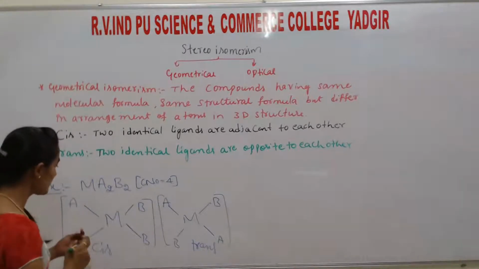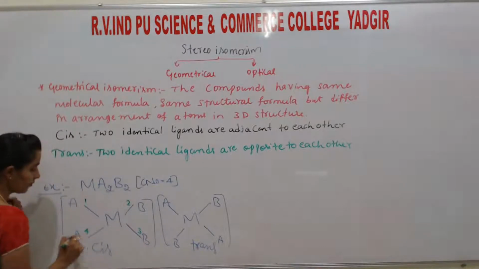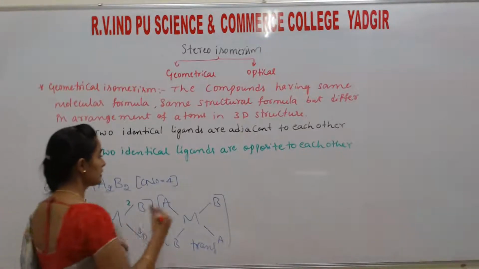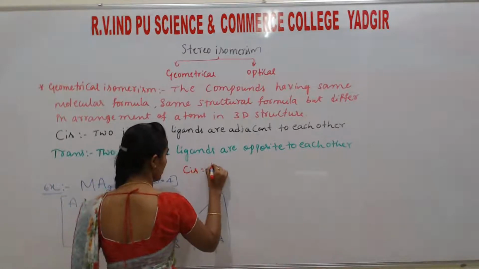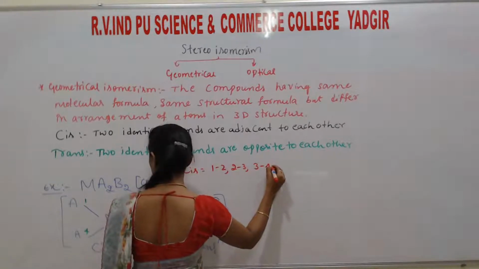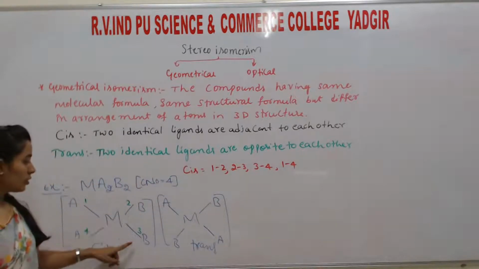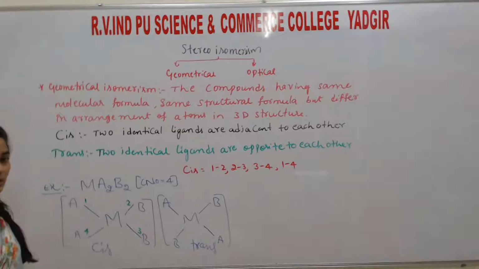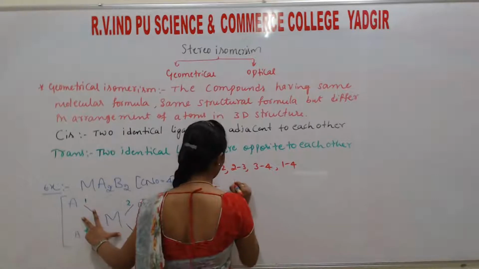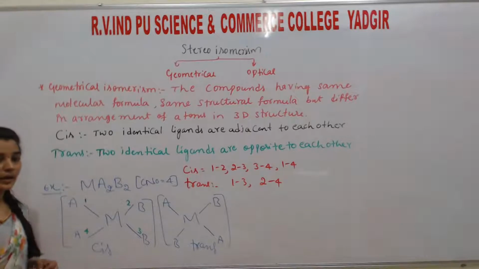So what are the cis positions here, students? Consider positions 1, 2, 3, 4. Here the cis positions are 1, 2, 2, 3, 3, 4, and 1, 4. And trans position means opposite: 1, 3, and 2, 4. This is the trans position.